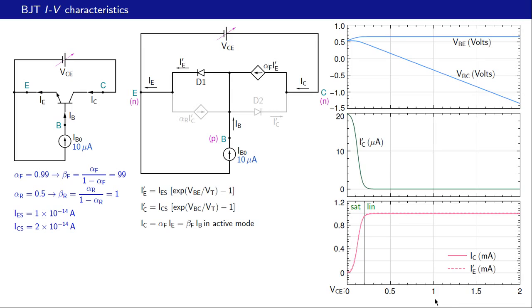Let us now look at what happens when we change VCE in the other direction, let's say from 1 volt to 0.5 volts. And let's start looking at the diode voltages first. Now VBE has not really changed. It has remained at about 0.7 volts. VBC has changed from minus 0.3 volts to about 0.2 volts. So the entire change in VCE has actually got reflected in VBC.